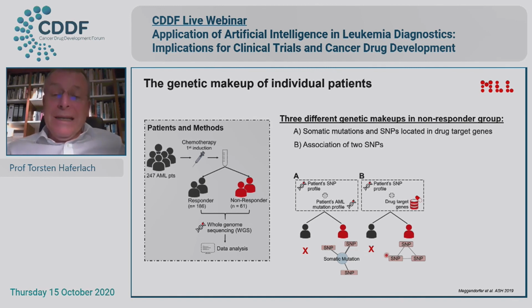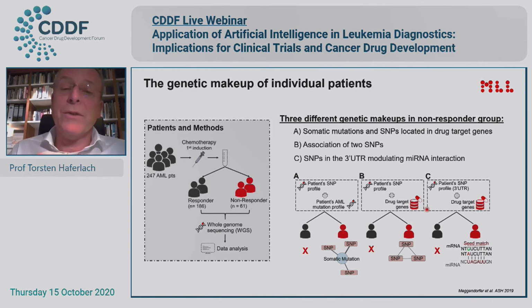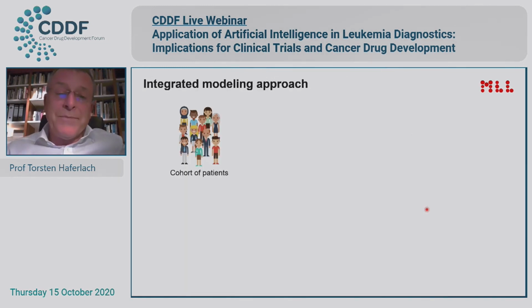We also picked up SNPs in combination, an association of more than one, that with respect to drug target genes changed the response of the patient and led to non-response as far as we can predict right now. And finally, we had a third step where we see SNPs in the 3' region that modulate the mRNA interaction. And there are many things we can pick up from the genomes by using these techniques.